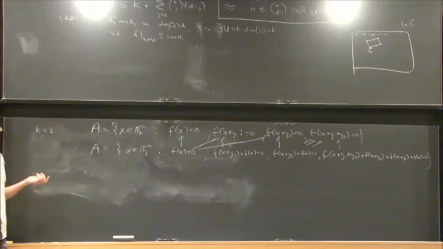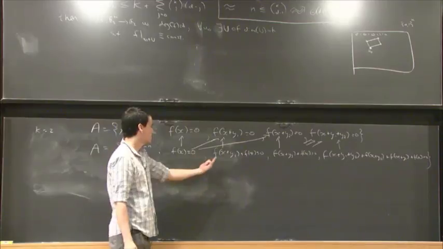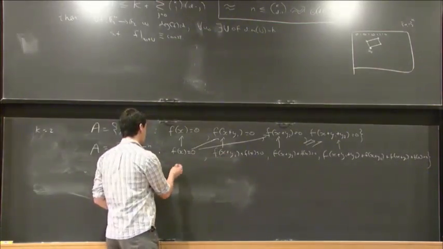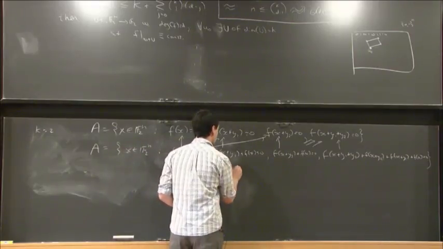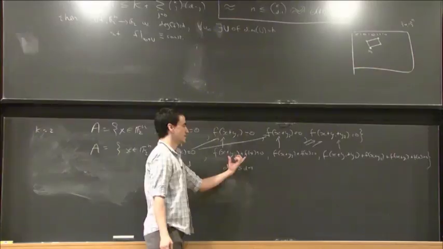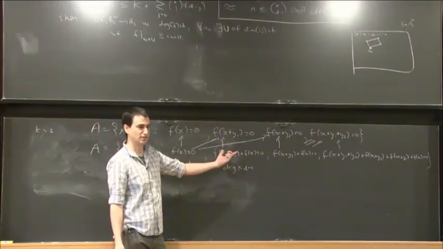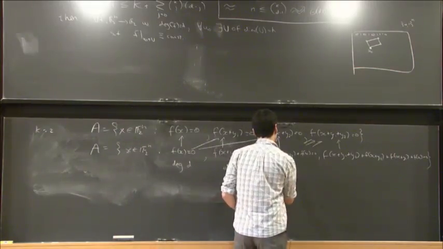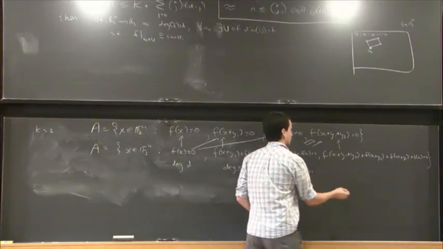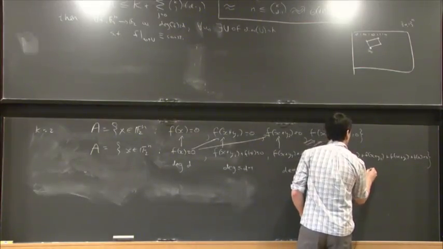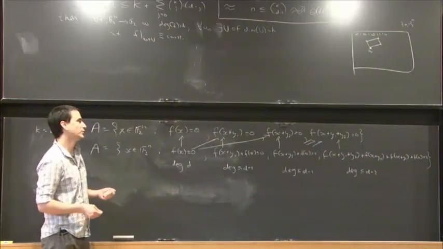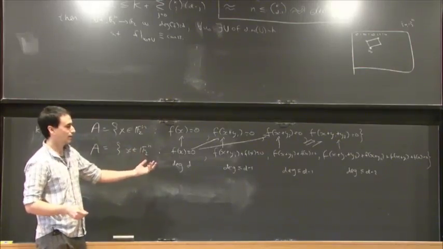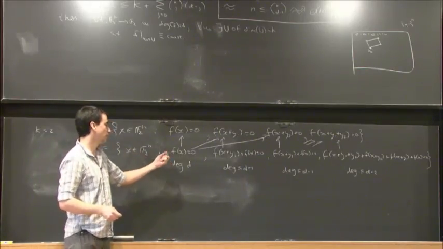And what's nice about this new representation of A is that we decreased the degree of the equations. This is a polynomial of degree d. This is of degree at most d minus 1, because it's taking the derivative with respect to direction y1. The same goes for this one. And this is of degree at most d minus 2. So just by playing around with the equations, we got equations of lower degree.